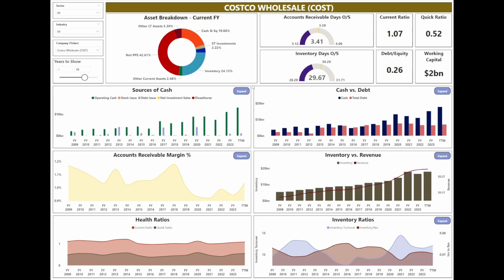So all in all, these are the basic measures that you want to take a look at when you're assessing the current assets. Where's their cash coming from? How does it compare to debt? Is their accounts receivable margin going down? And are they managing their inventory well? Businesses that do an excellent job in all of these areas are definitely businesses with wide economic moats.